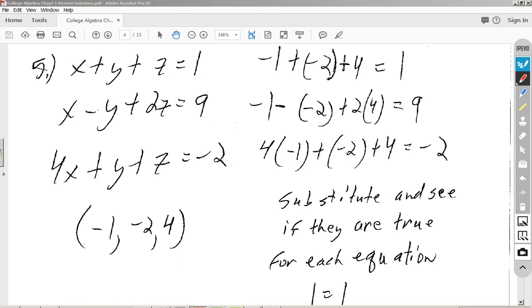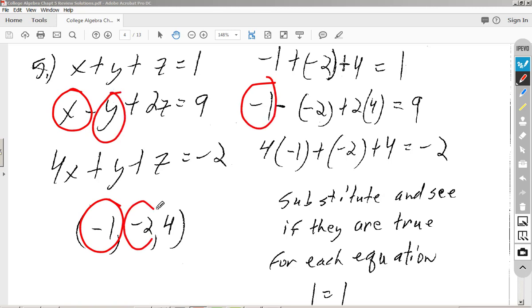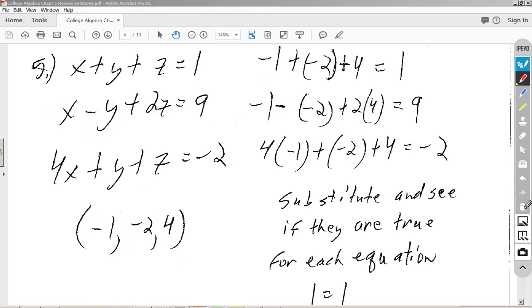So again, here is my x value, which is negative 1. I substitute that in. Now I've got minus y value, so that y is negative 2. I substitute that in. And my z value, which is 4, I substitute that in. Go ahead and solve it and see if that equals 9. So negative 1 minus and minus 2 would be negative 1 plus 2.